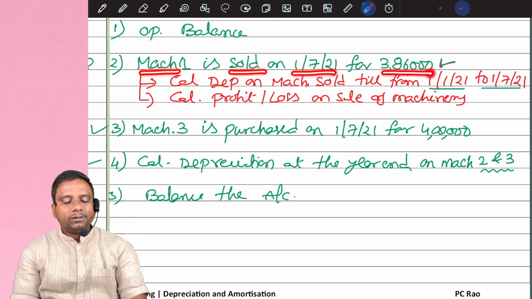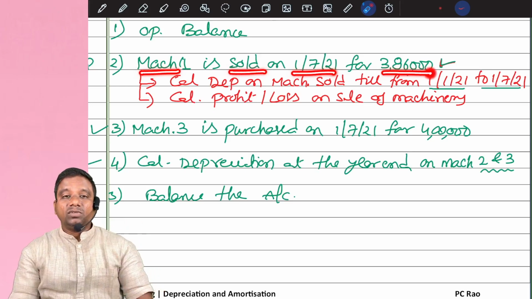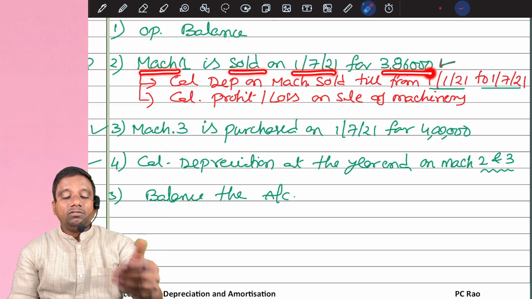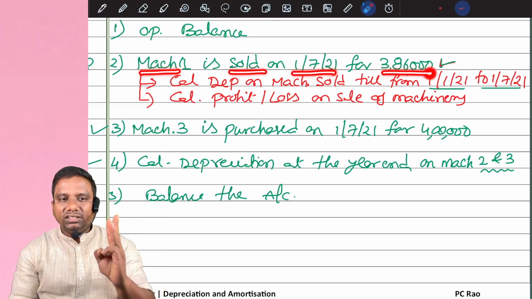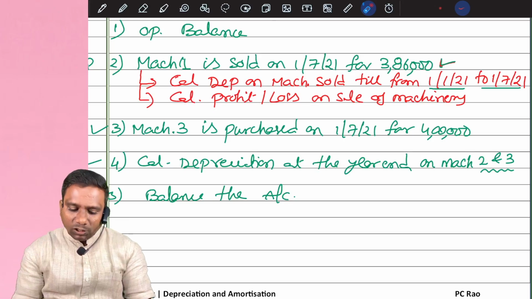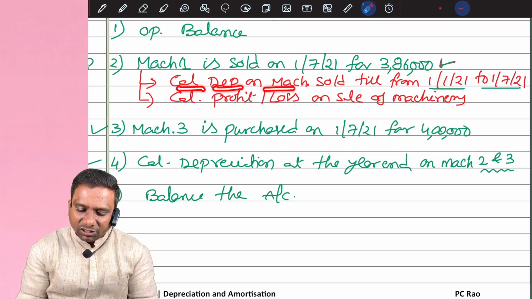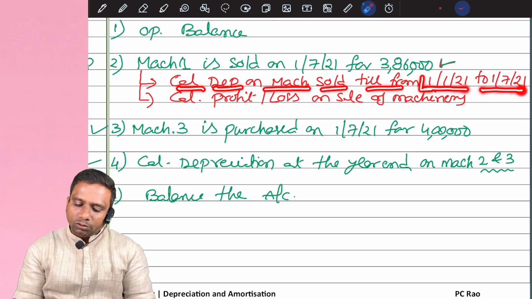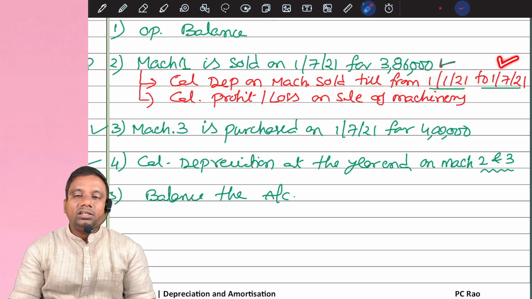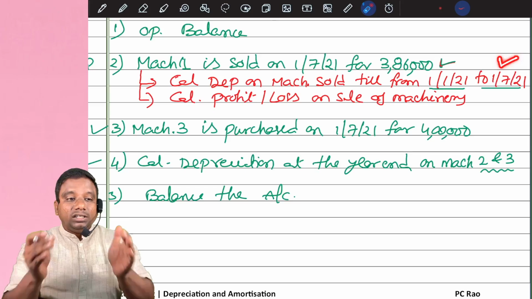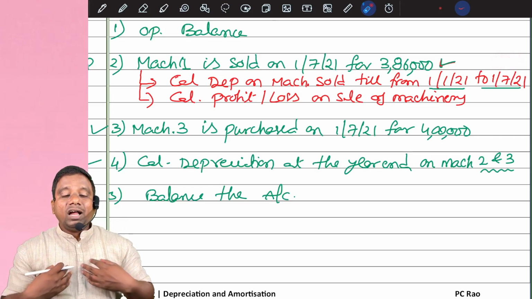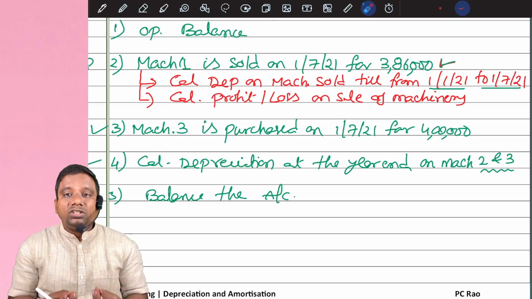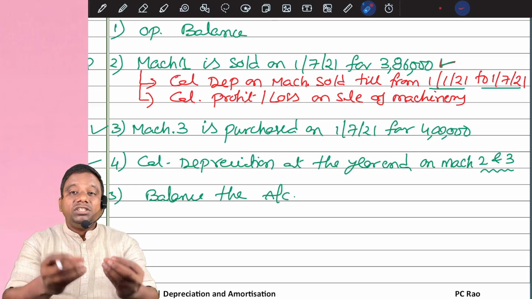This is one transaction. Whenever we sell a machine, I repeat, whenever we sell a machine, we need to account for three things. One, first calculate depreciation on the machinery sold from 1/1/2021 to 1/7/2021. Because 1/1/2021 is the books' opening date and 1/7/2021 is the asset sold date. That means in the year 2021, we have used the asset for 6 months. Calculate depreciation for 6 months.